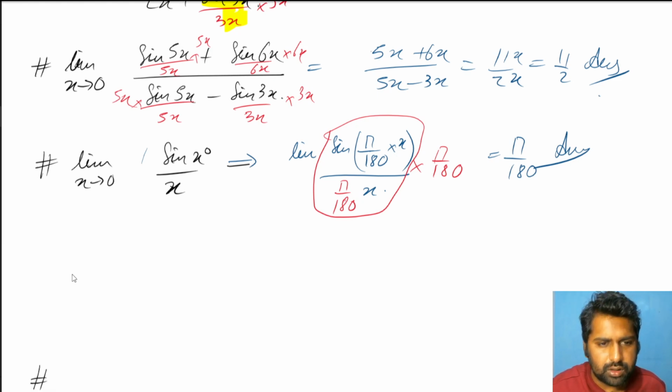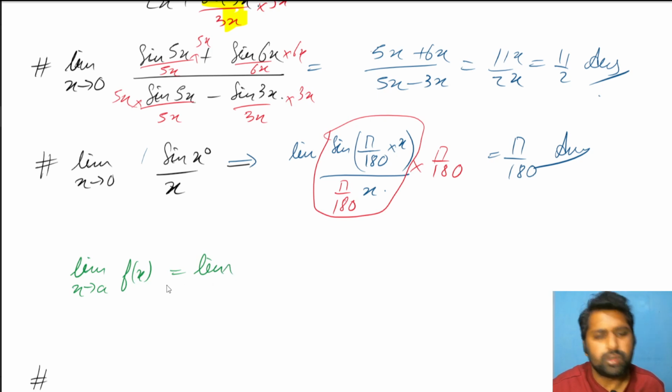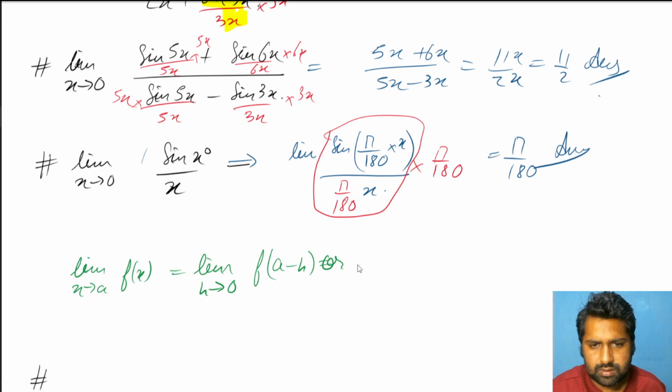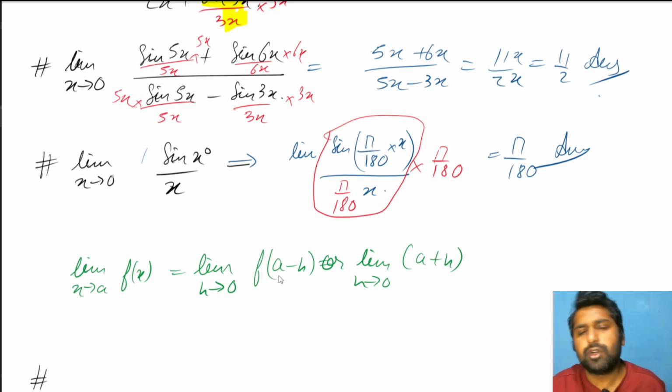So in order to convert any limit x tends to a f(x), if you want to make this as limit x tends to 0, you cannot make x tends to 0. So somehow you have to change the variable: limit h tends to 0, replace it with a minus h, or limit h tends to 0, a plus h.